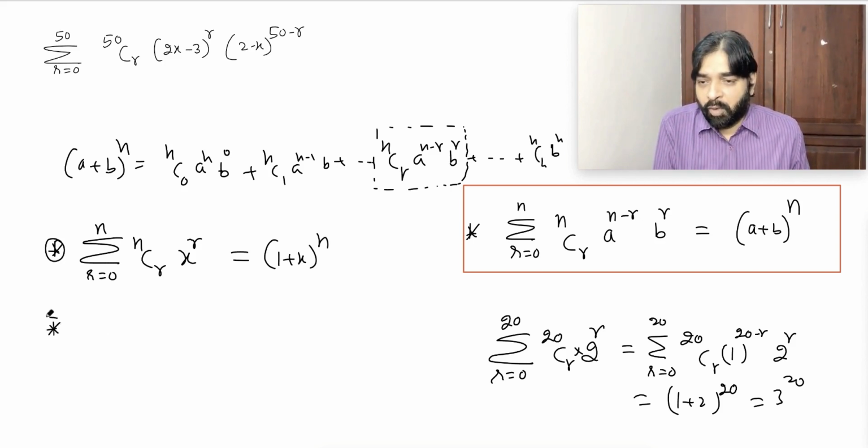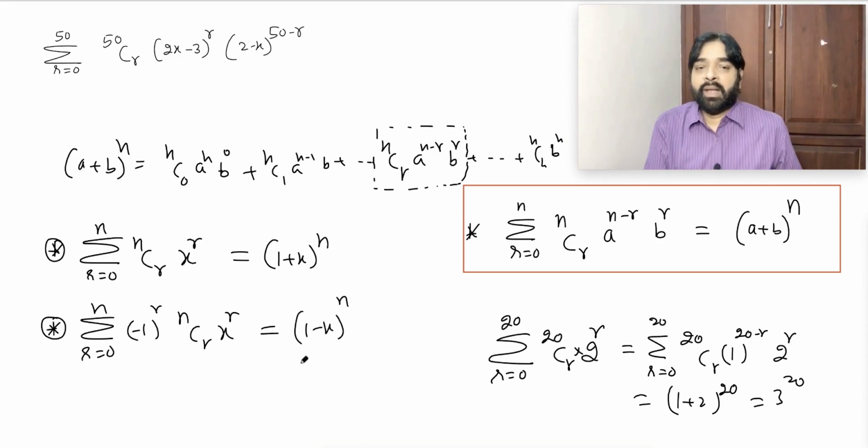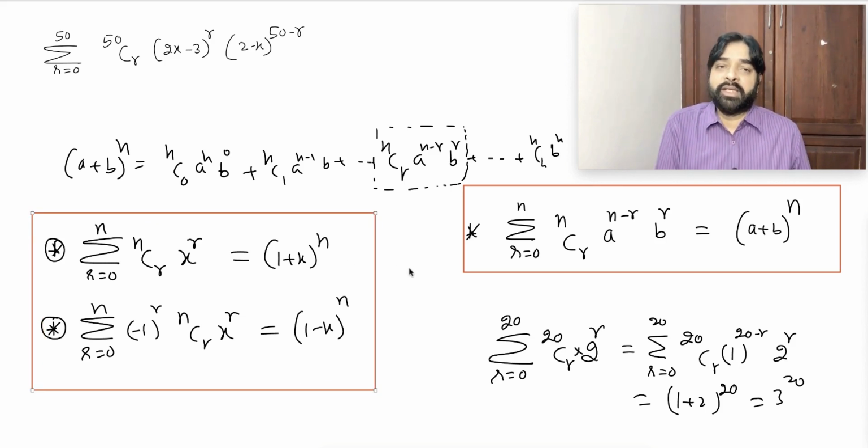If I ask you, what is this? Sigma r equal to 0 to n, minus 1 power r, nCr into x power r. So minus 1 power r into x power r, both combined I can write as (minus x) power r. So that will become (1 plus minus x) power n, means (1 minus x) power n. Are you able to understand? These are the small points you should keep in mind, because slowly you will understand better, but right now you should know that yes, we can convert sigma to series or series to sigma. Anything can be done.